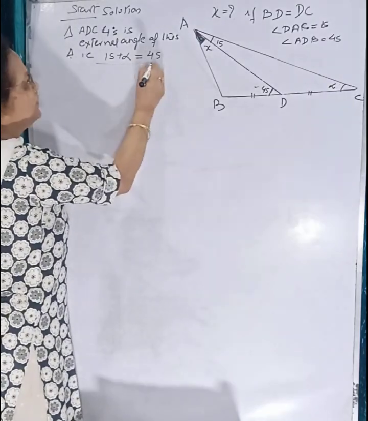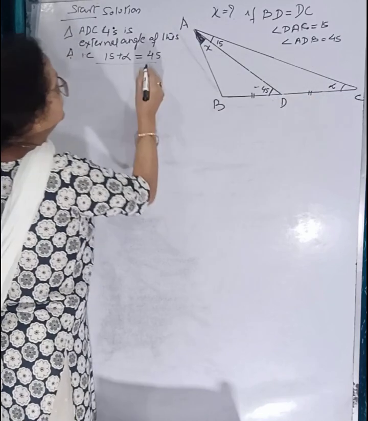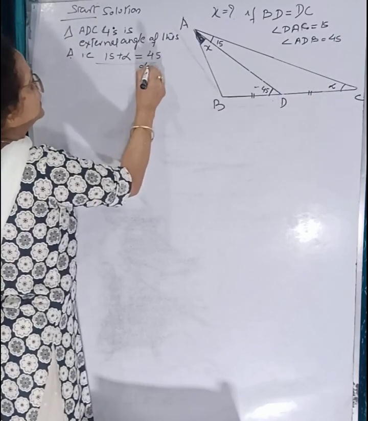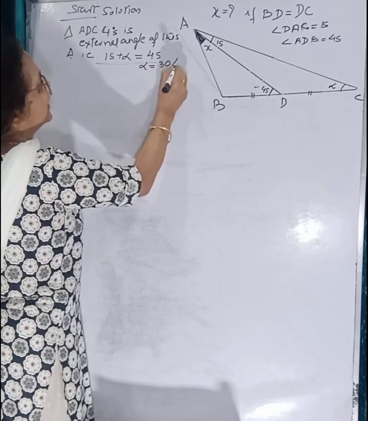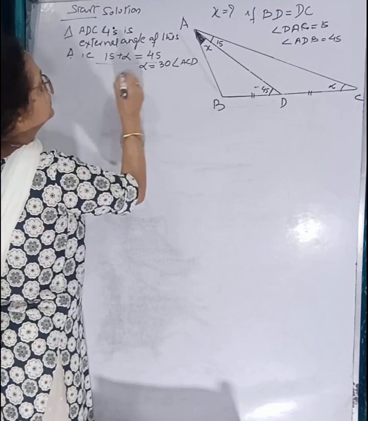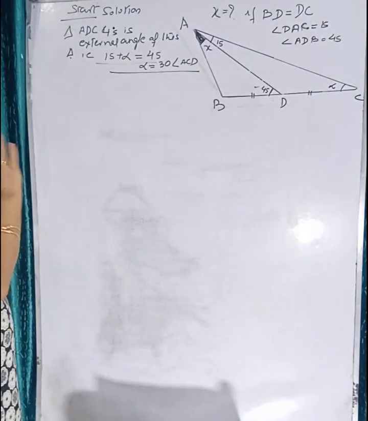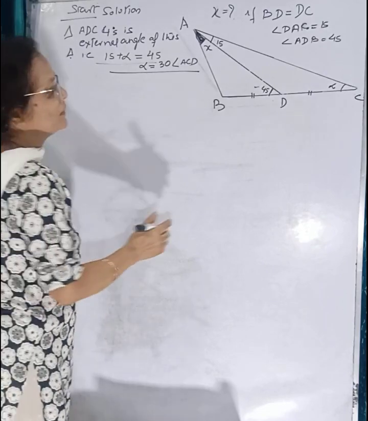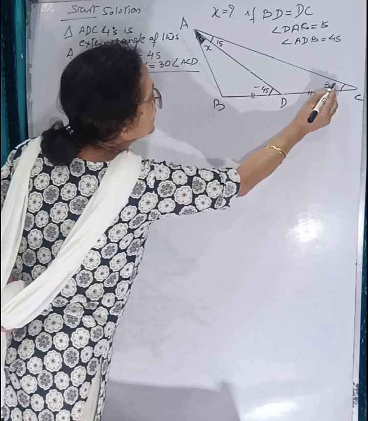It means alpha is equal to हो गया. Alpha is nothing but for ACD. Alpha is equal to हो गया 30. That is angle ACD is equal to 30. ये हमने नोट कर लिया. Okay, this is noted by us. This becomes equal to alpha. Alpha replace करके that is 30. Clear?